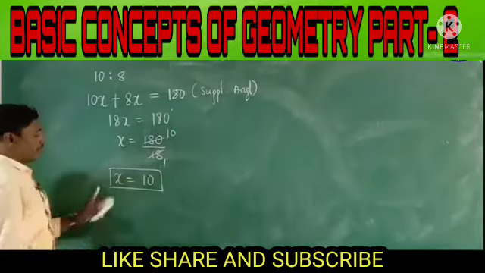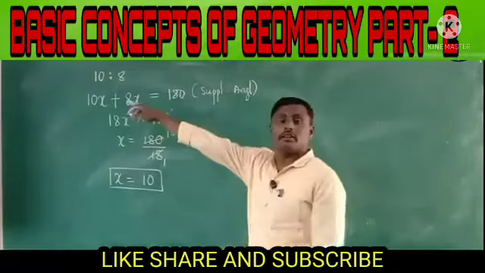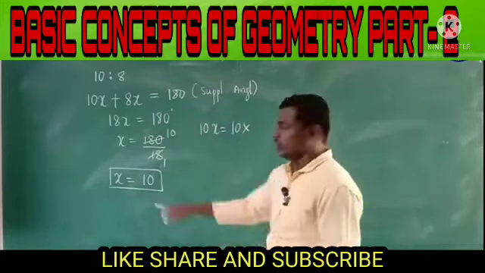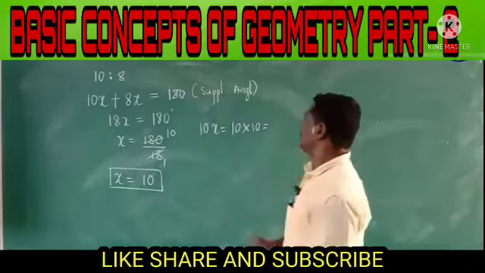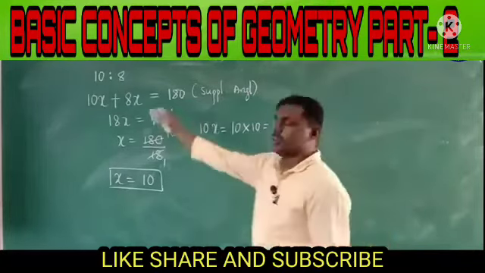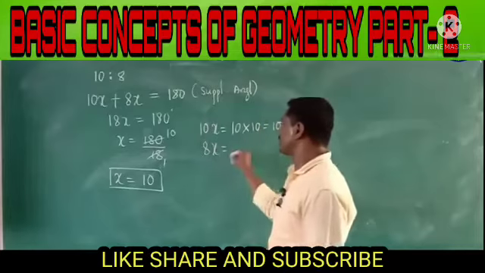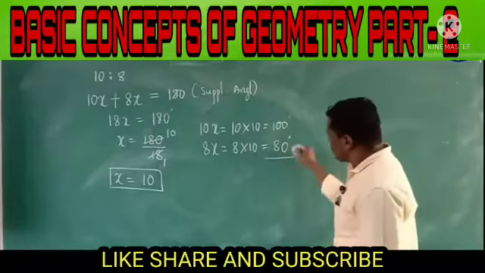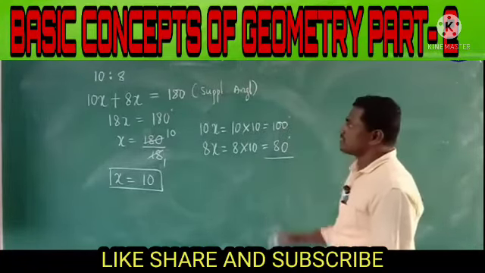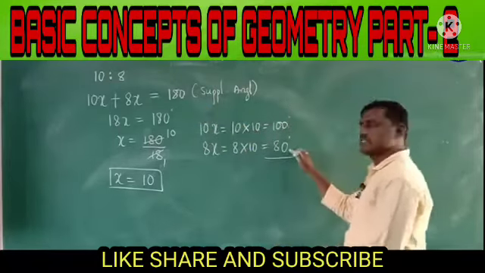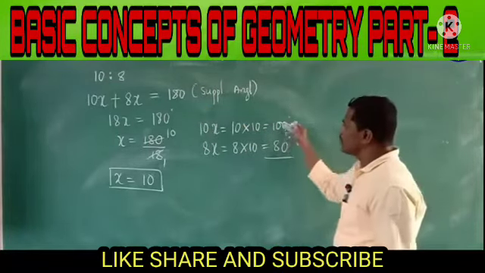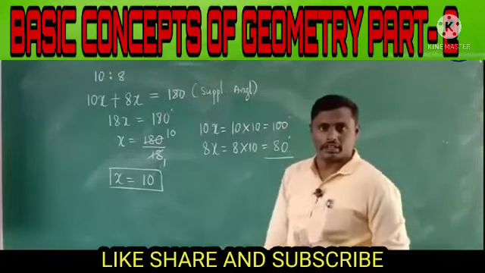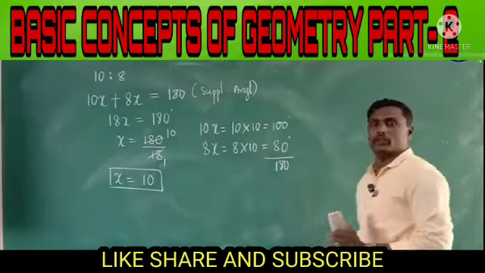So by using this x value, we can find each individual angle. So 10x, 10 into x value 10. So 10 into 10, 100 degree. Second angle, the ratio is 8x. So 8 into 10, that is equal to 80 degree. Just verify whether the sum of these two angles is equal to 180 degree or not. 100 plus 80, 180 degree. So the sum of these two angles is equal to 180 degree. So the given two angles are supplementary.